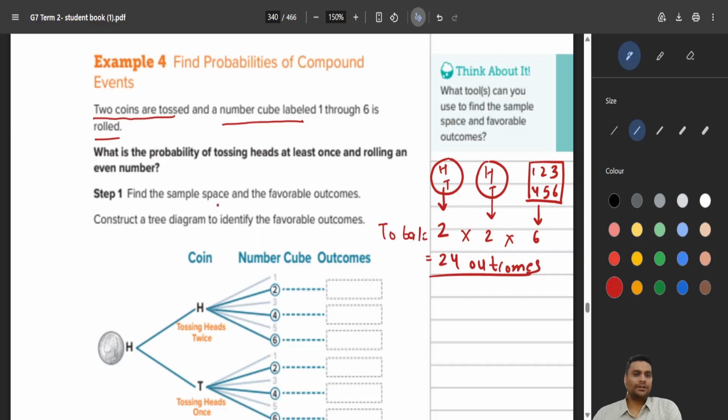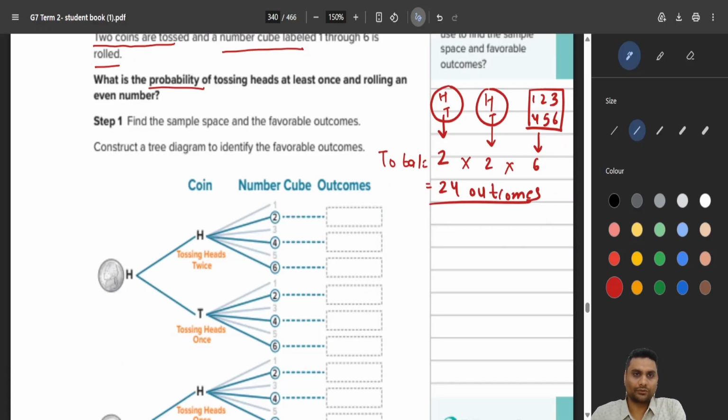Now, what does he need? He needs the probability. Okay. So first of all, probability is favorable outcomes over total outcomes. You have to read the question carefully, okay? Only then you will get the correct answer. Probability of what? Tossing heads at least once and rolling an even number.